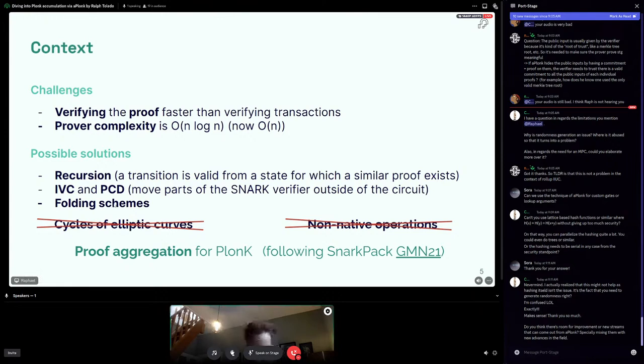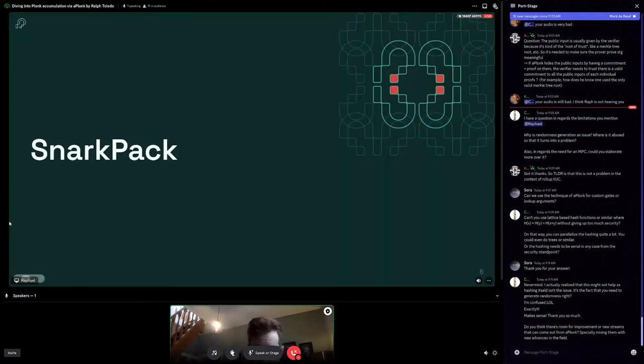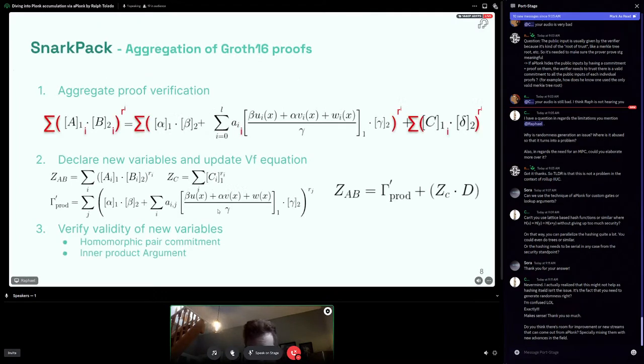Folding schemes are actually very close to aggregation and accumulation. In a folding scheme, and for Plonk you have the paper summary by Nicolas Mohnblatt, which does this, you add to your equations an error term that you accumulate over the proofs to prove that all of the statements, all of the witnesses that you want to prove, are correct. Here, we do not add proofs together.